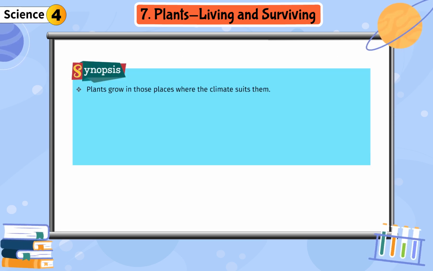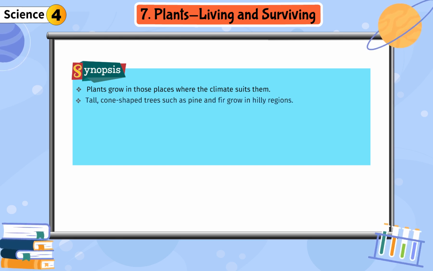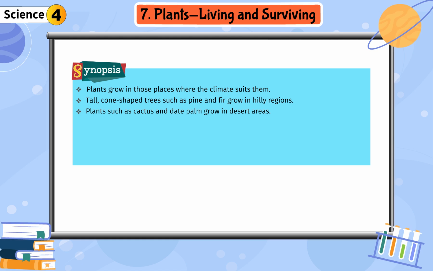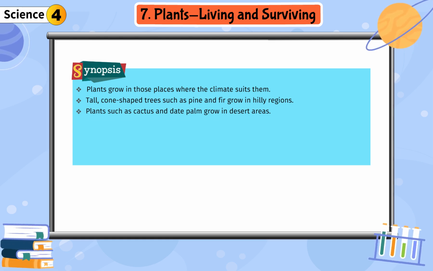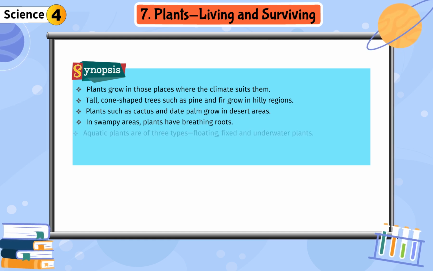Synopsis. Plants grow in those places where the climate suits them. Tall, cone-shaped trees such as pine and fir grow in hilly regions. Plants such as cactus and date palm grow in desert areas. In swampy areas, plants have breathing roots.